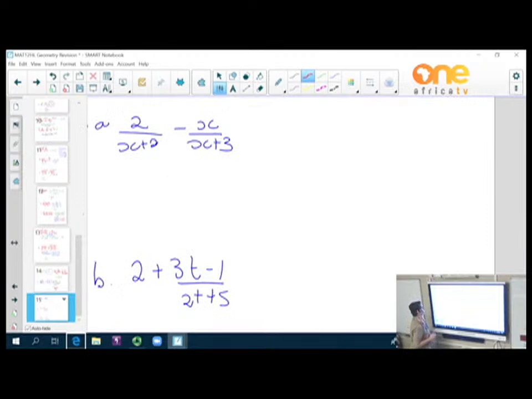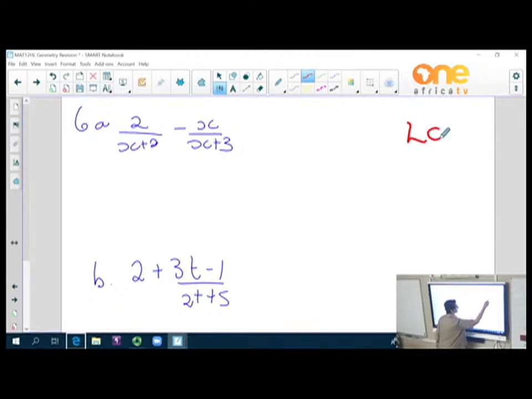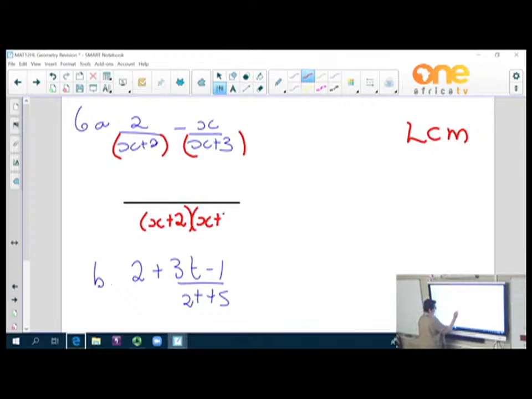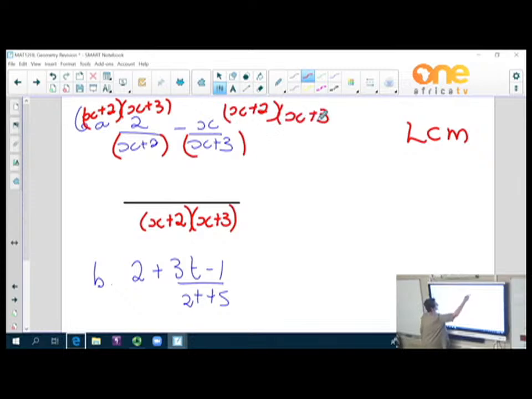And question 6. Now this time it's again addition and subtraction. So what is my keyword? LCM. It's nice to put brackets around there so that you can see that LCM. So the LCM is now going to be x plus 2 times x plus 3. X plus 2 times x plus 3. And now we still multiply with that LCM. X plus 2, x plus 3. Do not be lazy for this step. Otherwise, you're going to struggle. X plus 3. And cancel.